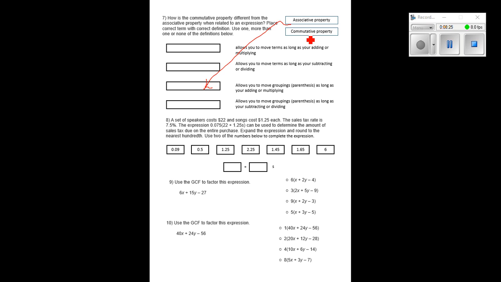Next one says commutative property. And that fits my first definition. Allows you to move terms as long as you're adding and multiplying. I'd leave the rest of them blank because there's nothing else to fill in here.